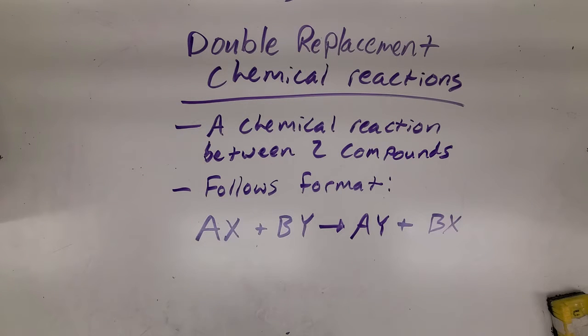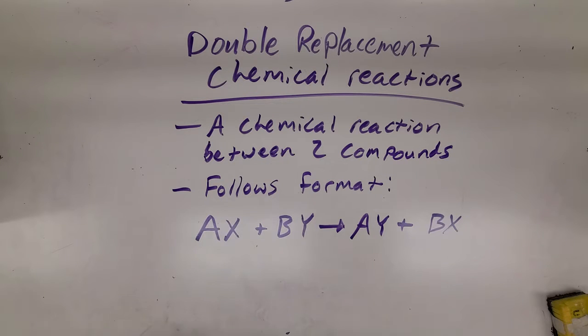For today's video, we're going to talk about double replacement chemical reactions. A double replacement chemical reaction is just a chemical reaction between two compounds, so molecules with more than one type of element in them at least.